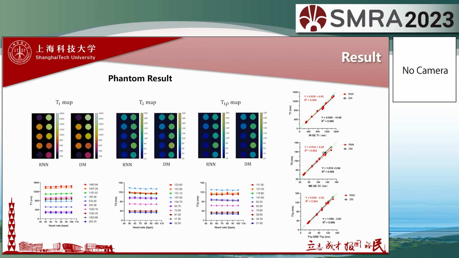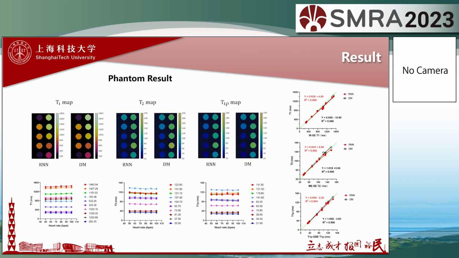Phantom experiments were conducted on 3 different days to evaluate the accuracy of the 2 techniques in multi-parameter estimation. The first row on the left represents the quantitative maps of 10 tubes obtained from the 2 techniques, respectively. Additionally, the following graph illustrates the estimation results at different heart rates, demonstrating the stability of our method.